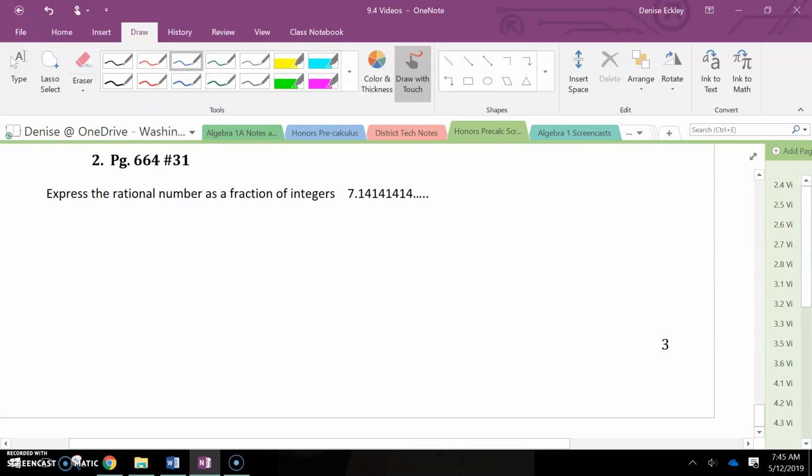Okay, page 664, number 31: express the rational number as a fraction of integers. So we have 7.141414, continuing on and on and on. What's great about this example is it gives meaning to the reasoning you've been given of why a repeating decimal is considered rational, because it can be written as a fraction. So really, a repeating decimal is an infinite geometric sequence that converges. So we're going to treat it as such.